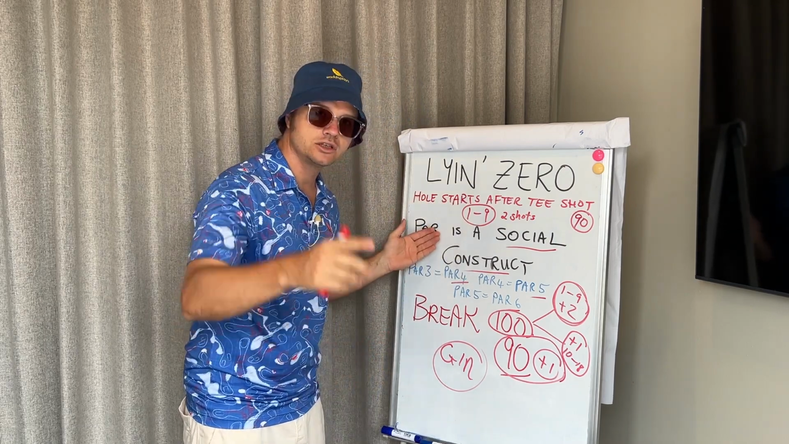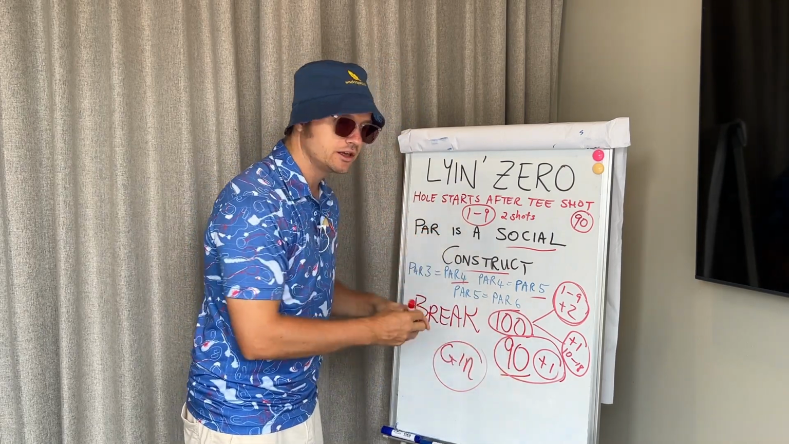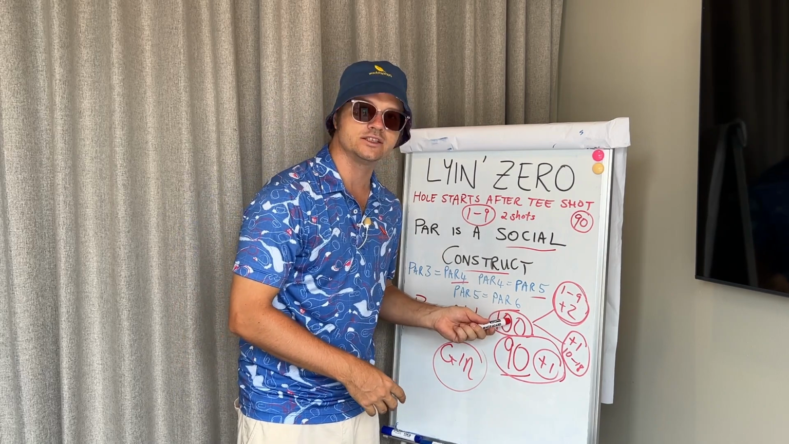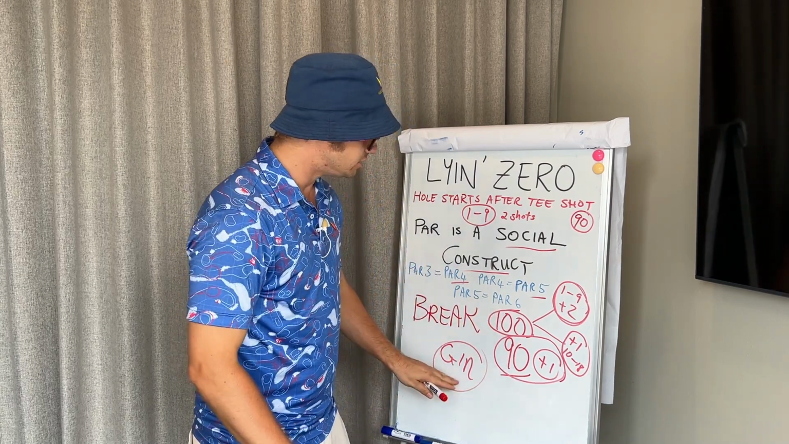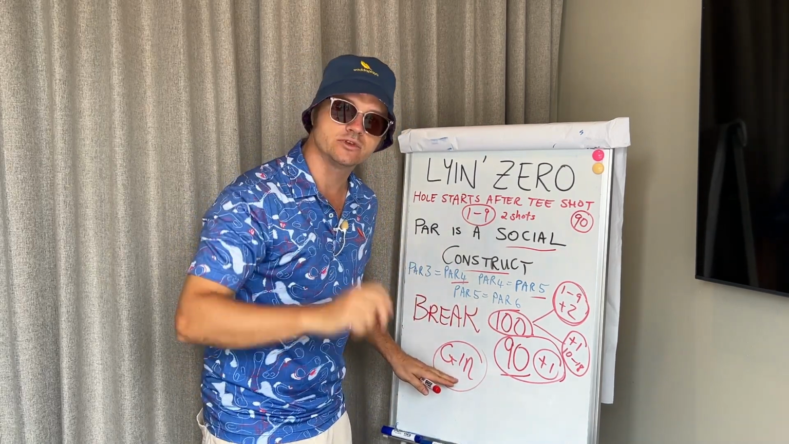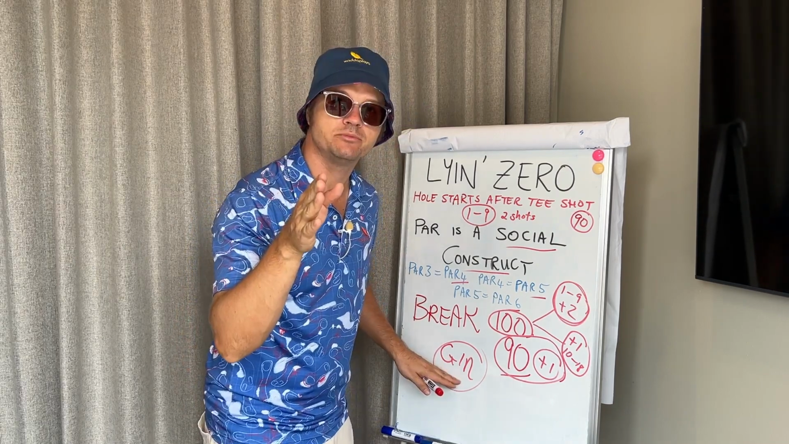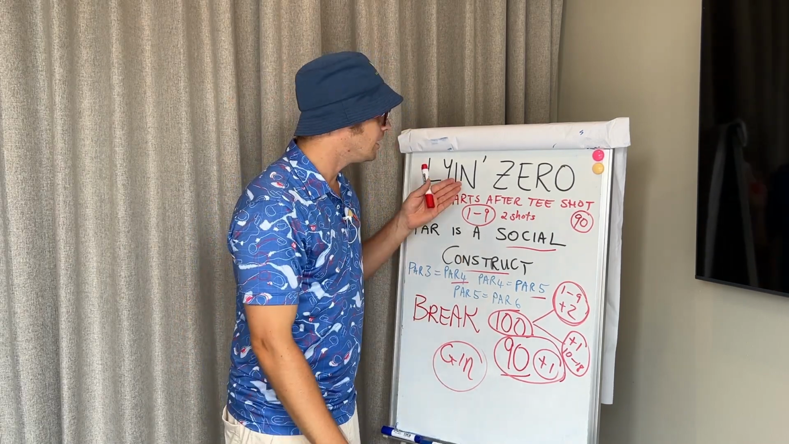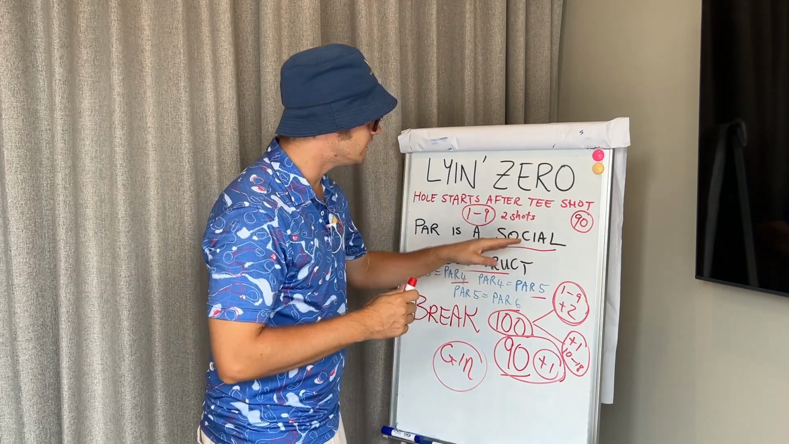Par is a social construct. Adapt the scorecard to what you like. You can create a par 90 or par 99 course and play to that, adjusting your greens in regulation. Please always aim for 2 putts. Once you get your chipping and putting right, the scores plummet. Lion zero. Remember, you can adapt this for 90.